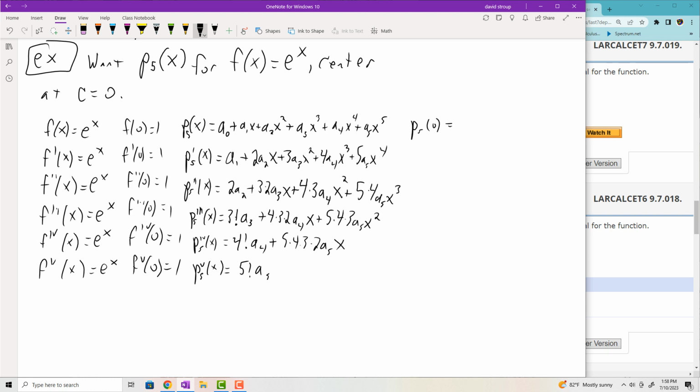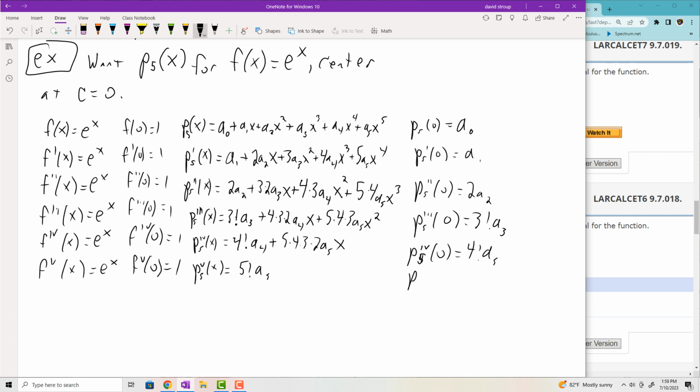Anything with a variable will just be 0. So you're just going to be left with the a sub 0 in the first case, a sub 1 in the second, 2 a sub 2 in the third, 3 factorial a sub 3, 4 factorial a sub 4, and then finally 5 factorial a sub 5.